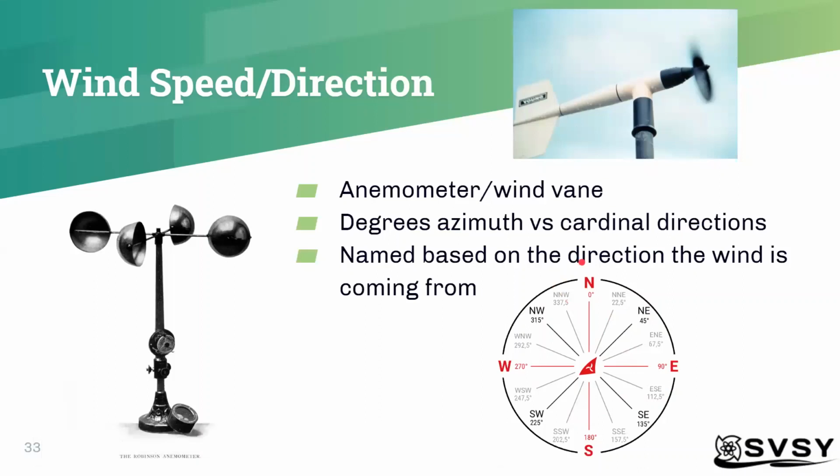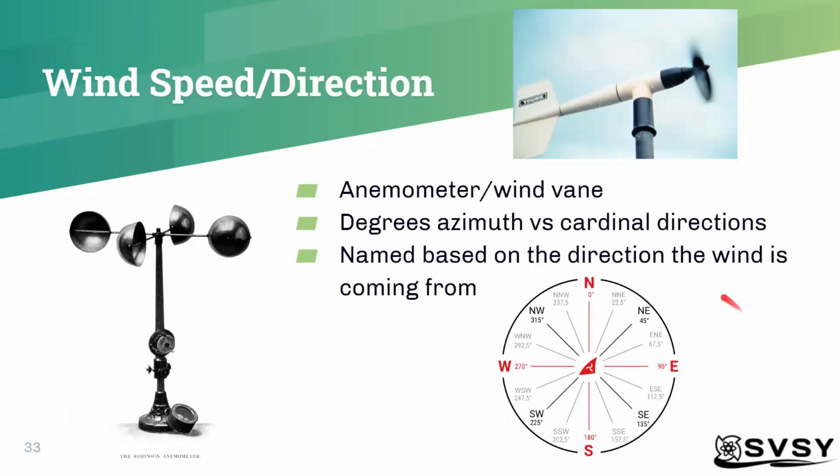And winds are named based on the direction they are coming from. So I will stress this a lot because I kept forgetting this before. So for example, I'll talk about westerlies and easterlies when I'm talking about global winds later.